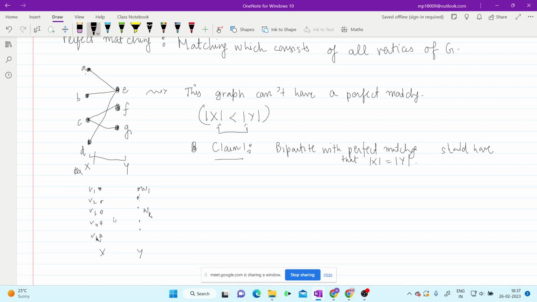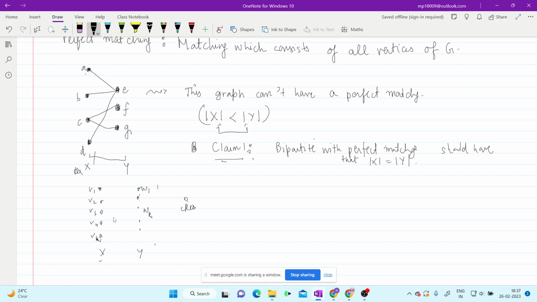Since in a bipartite graph each edge should have one vertex in X and one vertex in Y, this graph cannot have a matching which has more edges than the order of X, right? But the order of Y is greater than the order of X. Therefore, in any matching, there will be some vertices of Y which will be left over. Therefore, we see that if a bipartite graph has a perfect matching, then both the bipartitions should have the same order. So is this fine?